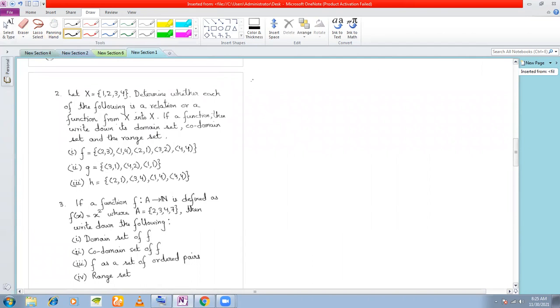Okay, number 2. Let X is equal to 1, 2, 3, 4. Determine whether each of the following is a relation or a function from X into X. If a function, then write down its domain set, codomain set, and the range set. Okay. So look at the first one.